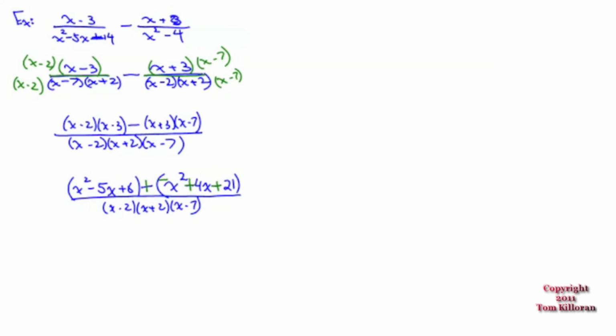X squared minus x squared, nothing. Negative 5x plus 4x, negative x. And then positive 6 plus 21 is plus 27, all over x minus 2, x plus 2, x minus 7. And there's your answer.